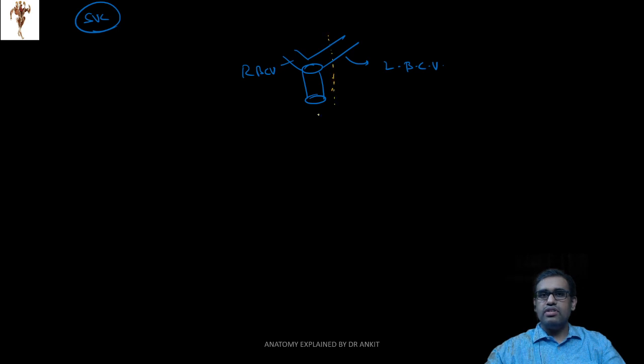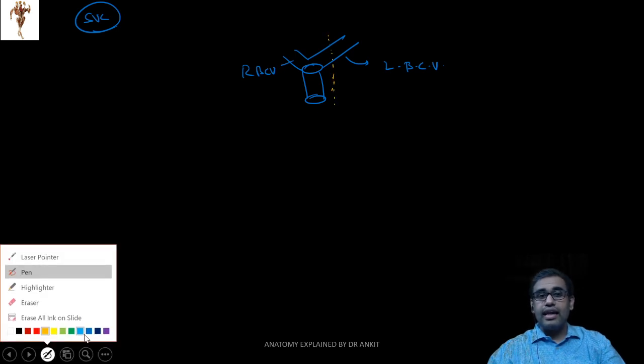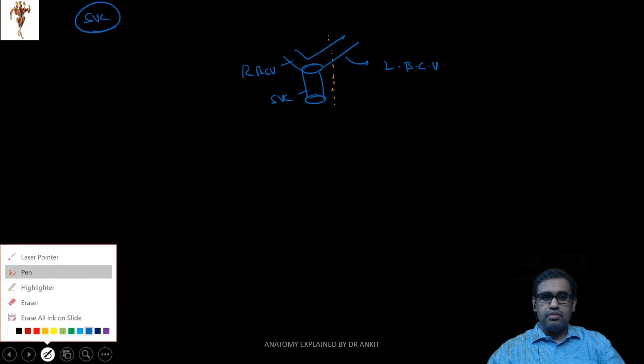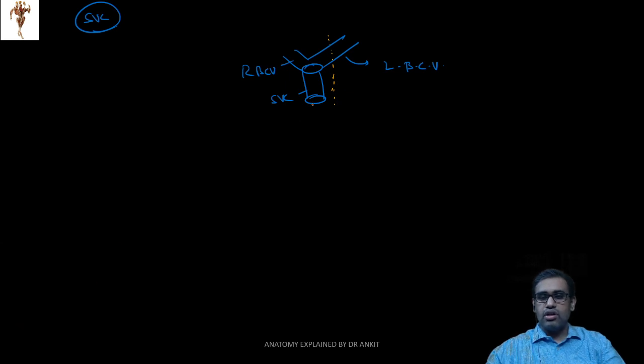So you can see the SVC is also on the right side of the midline. Why? Because it is draining the blood into the right atrium. Now that right atrium chamber, if we make some dotted lines over here, they will be present somewhat over this area, that is the right border of the heart. So the right border of the heart is basically formed by the right atrium. So SVC on the right side.